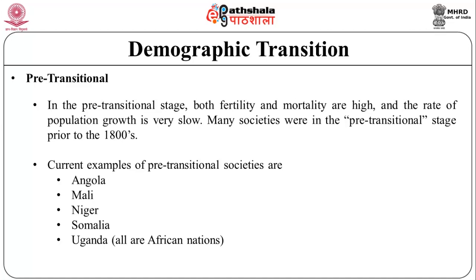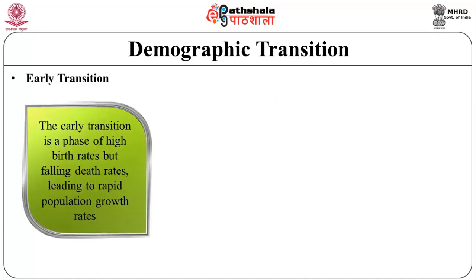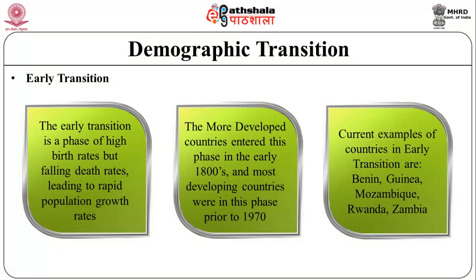Current examples of pre-transitional societies are Angola, Mali, Niger, Somalia, Uganda. All are African nations. Now, early transition. The early transition is a phase of high birth rate but falling death rate, which leads to a rapid population growth rate. The more developed countries entered this phase in the early 1800s. Most developing countries were in this phase prior to 1970. Current examples of countries in early transition are Benin, Guinea, Mozambique, Rwanda and Zambia.